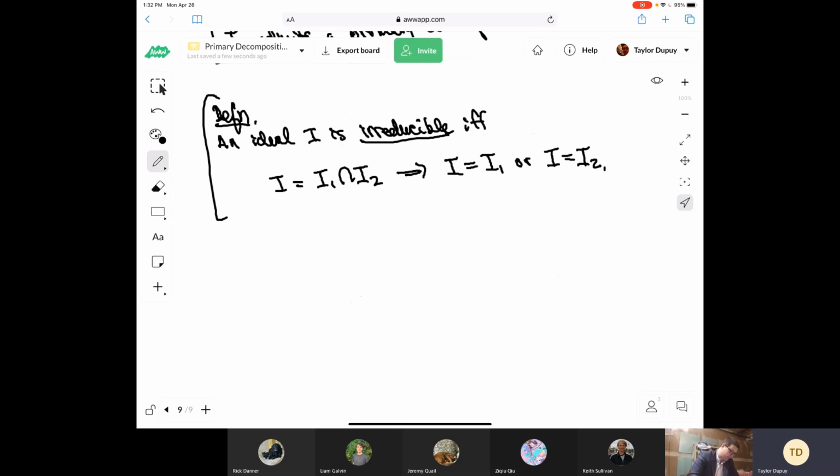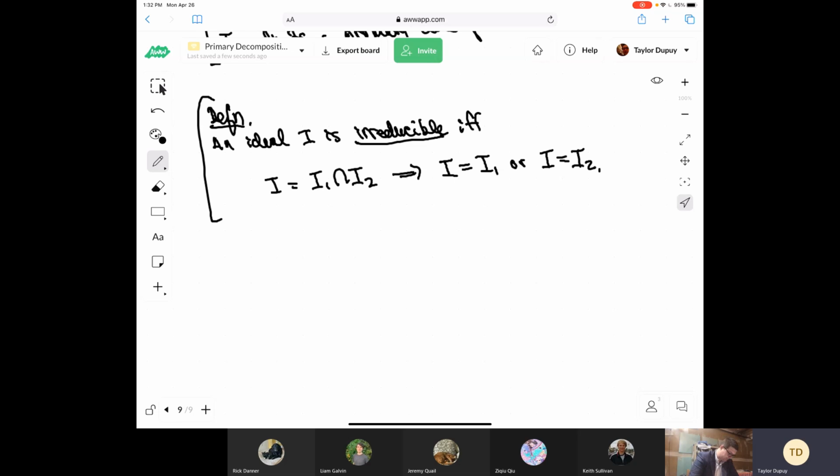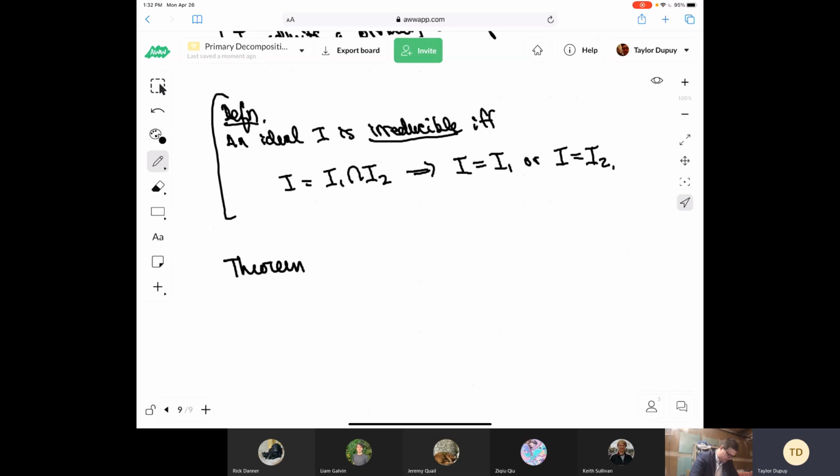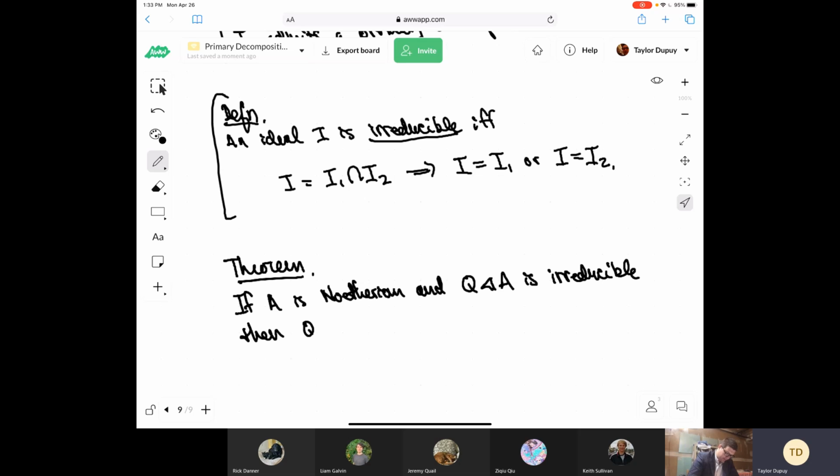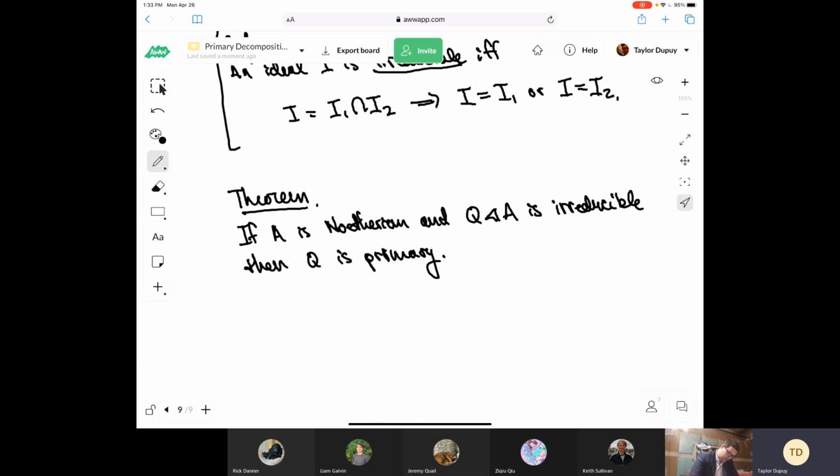Okay, so let's prove a lemma now, or theorem. The lemma is that if A is Noetherian, and Q in A is irreducible, then Q is primary.